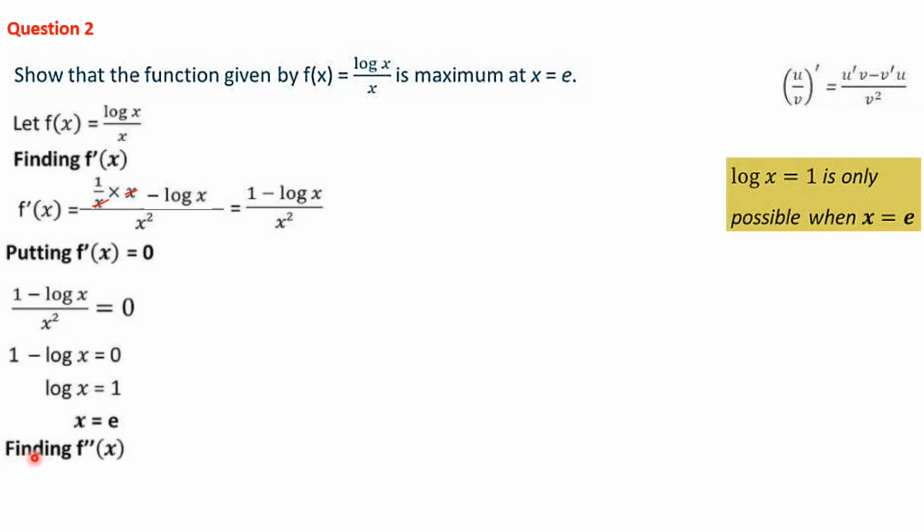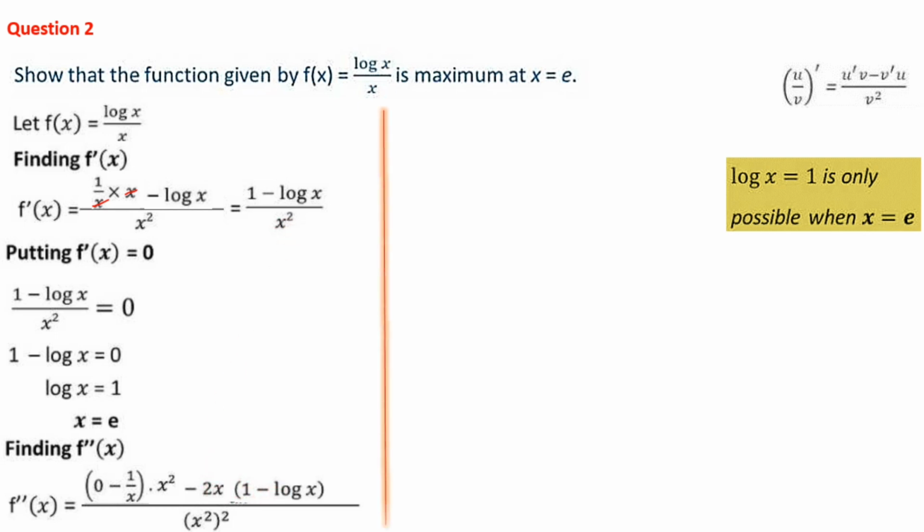Then let's find out f double dash x, because here only we are going to check whether it is maximum or not at this point. So f double dash x, f dash x is this one. Here also u by v form only, denominator square, that is x square the whole square. Then numerator derivative: derivative of 1 is 0 minus derivative of log x, which is 1 by x, into the denominator, that is x square. Then minus derivative of the denominator x square, which is 2x, into the numerator 1 minus log x.